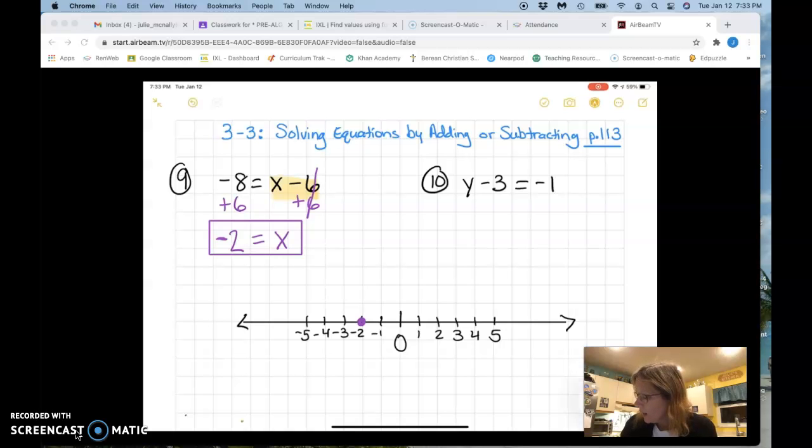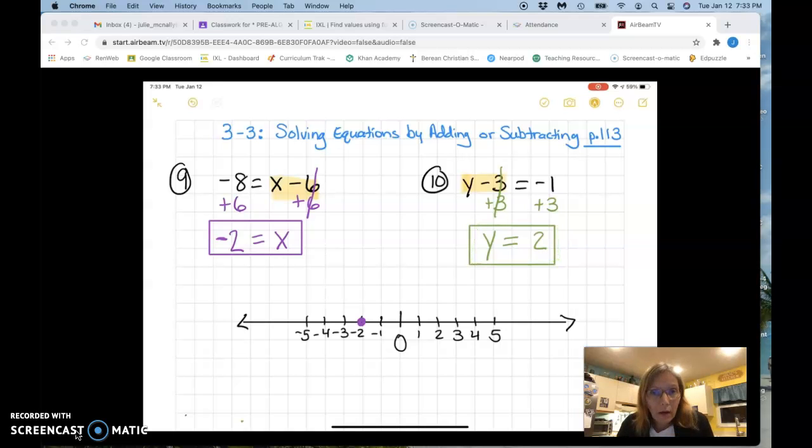So I'm going to look at what's happening to the variable and I'm going to do the opposite. So 3 is being subtracted, so I'm going to add 3. Whatever I do to one side, I have to do to the other. That leaves me with y equals, and then I have negative 1 plus 3. Signs are different, so I subtract. 3 minus 1 is 2, but the answer takes the sign of the bigger number. 3 is bigger, it's positive, so y equals positive 2.